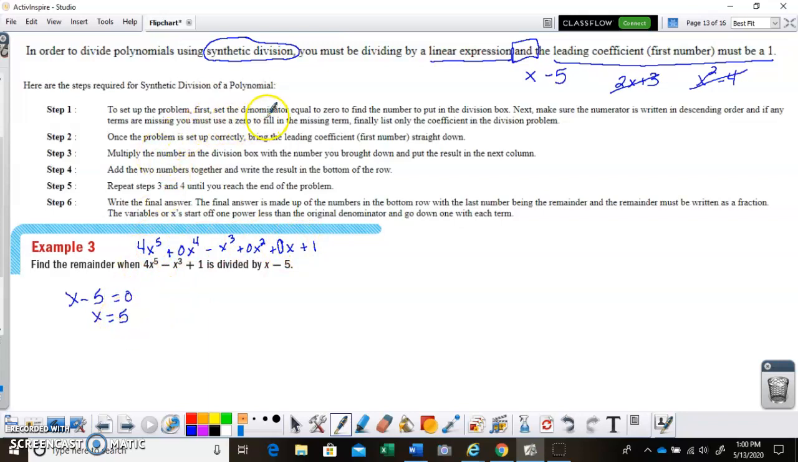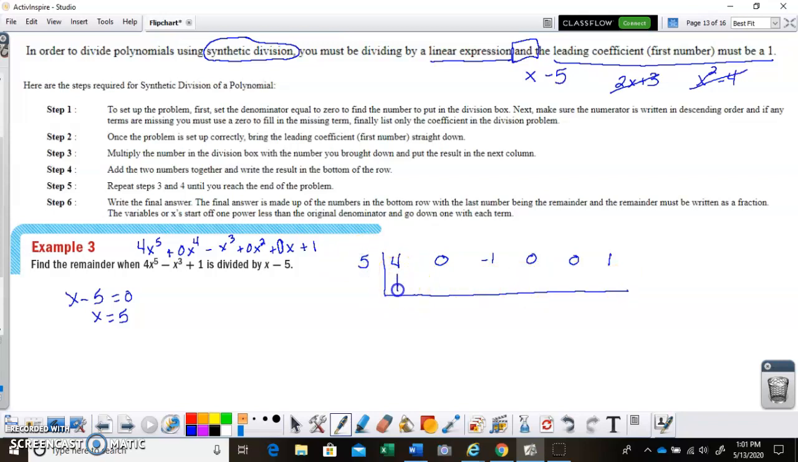Okay, if any terms are missing, we must fill in the 0, and finally, list only the coefficients in the division problem. So we're going to write 4, 0, negative 1, 0, 0, and 1. We're just picking out the coefficients of each of these. All right, once the problem is set up correctly, let's set up this box here. So we always put this box here and leave a line because you're going to be putting numbers in here. So you have to leave one line there and your 5 goes here.